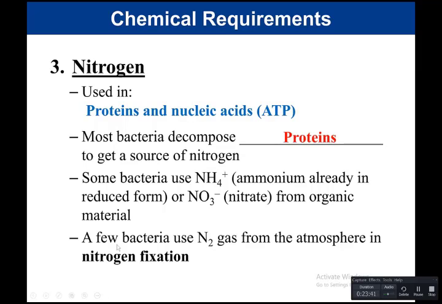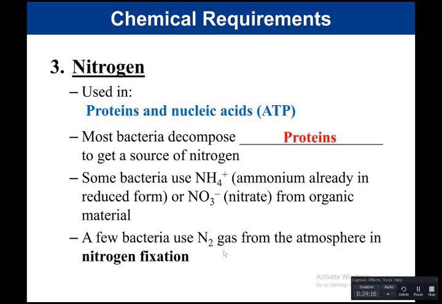There are a few bacteria that will use nitrogen gas from the atmosphere. This is rare. This is why bacteria play such an important role in what we call the nitrogen cycle, meaning how nitrogen moves through an ecosystem. Because bacteria are essentially the only organisms that are able to utilize atmospheric nitrogen. Atmospheric nitrogen makes up about 70% of the gas in our atmosphere. So it's a very abundant gas, yet most organisms can't take in nitrogen in that form.